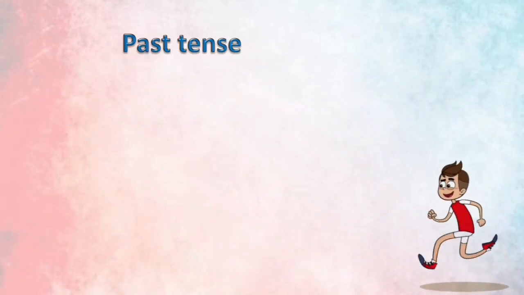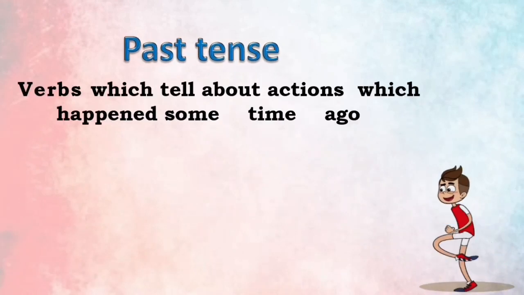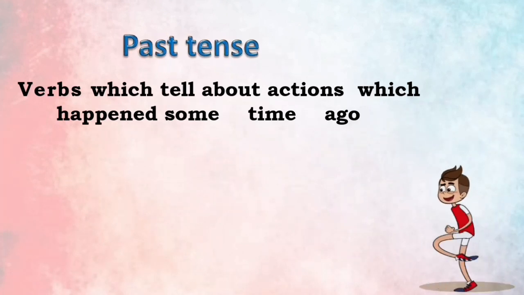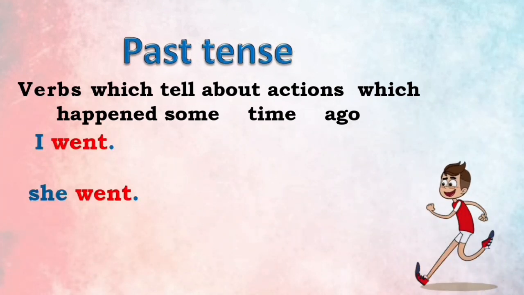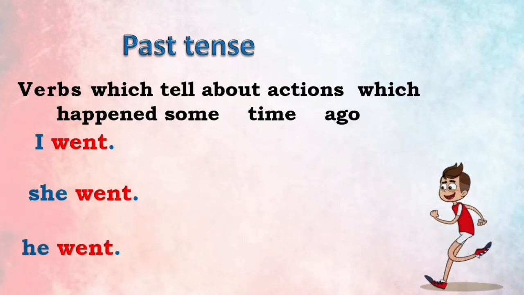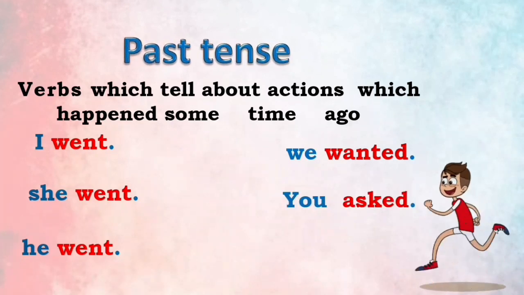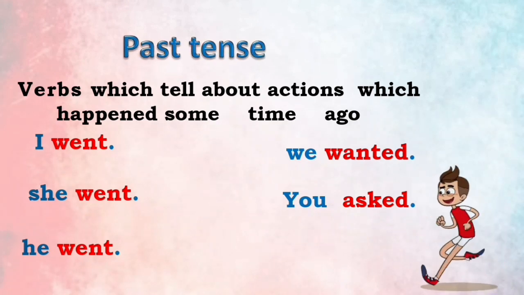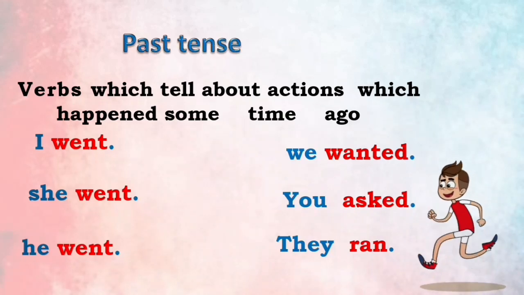Now past tense. Past tense means a verb which describes an action that happened some time ago. It means the action is done, it is about some time ago. Now: I went, she went, he went, we wanted, you asked. See, these are all: went, wanted, asked, they ran. These are all past tense verbs.